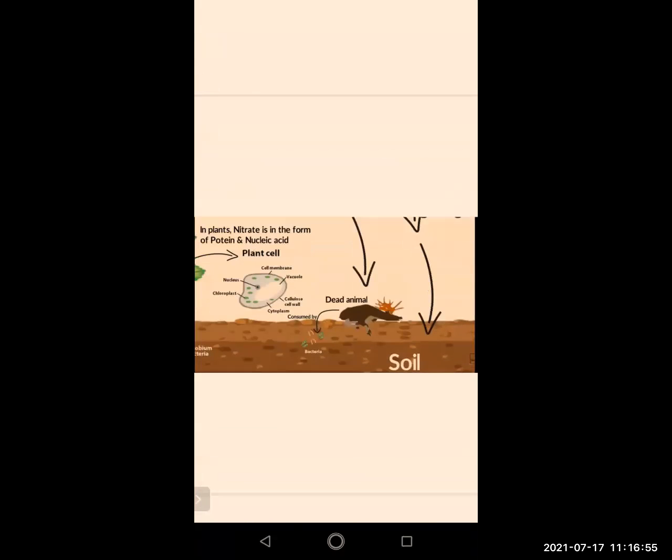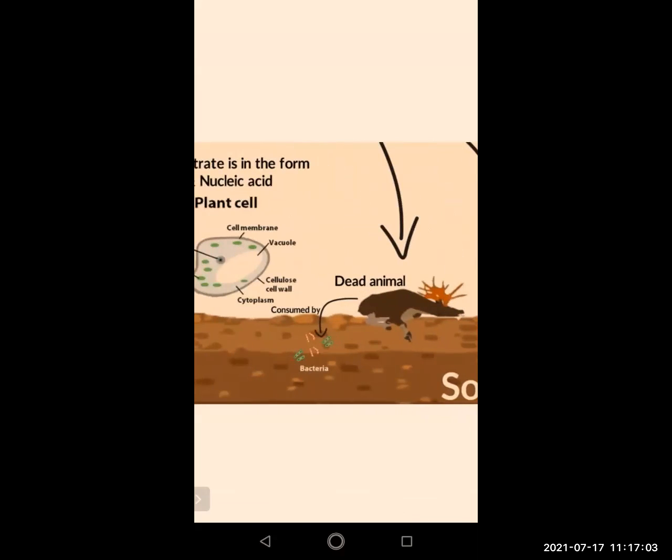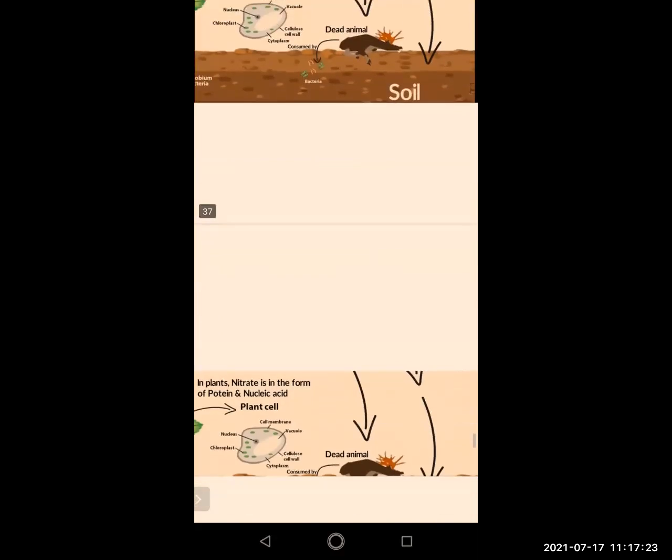Now these are the dead animals. Okay, these are the dead animals. As you know, dead animals decompose, and these are dead animals who have already consumed the nitrogen. Okay, now the bacteria consume these dead animals, which means again it goes back towards the bacteria. Okay, by the fixation, then again the fixation process starts. Okay, this is called nitrogen fixation.